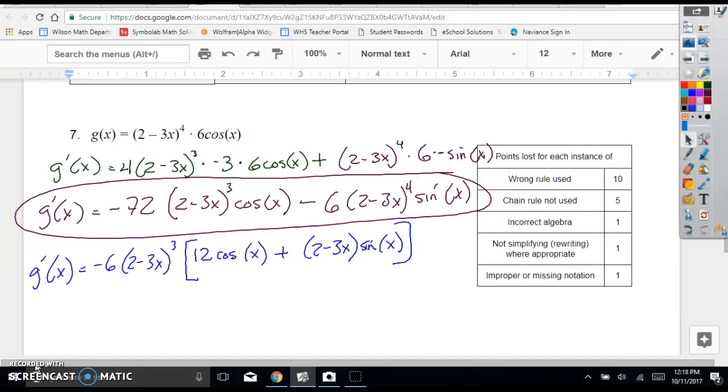So as promised, I pulled out a GCF of -6 and (2 minus 3x) cubed. You can see here all I have left is a 12 cosine of x, plus (2 minus 3x) still in the sine of x. So it really didn't enable me to combine any like terms. That's why I would stop above it.